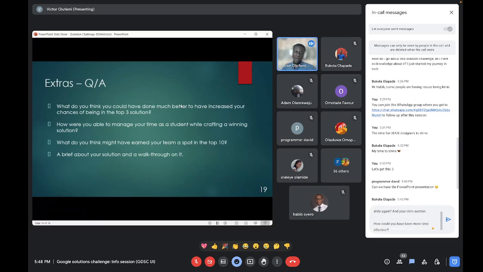So that's not how it works. When you get to the top 100, you're given a chance to work on your solution again. You do a presentation again, and you get into the top 10. But when you get into the top 10, you don't get a chance to reiterate your solution and work on it again. So that is what will be used to judge your top three.